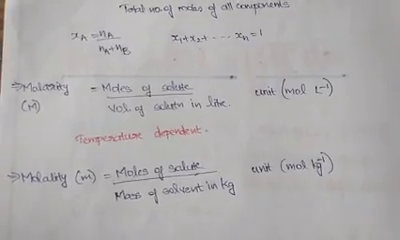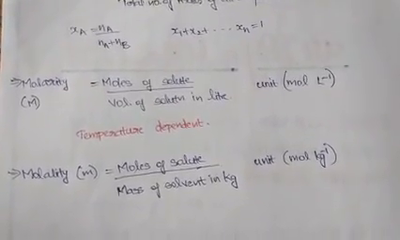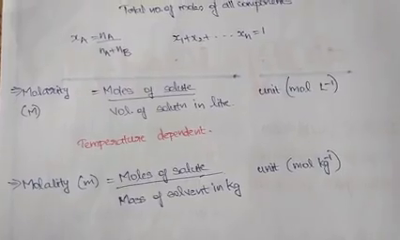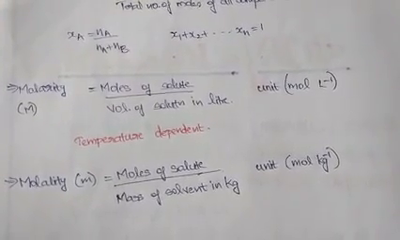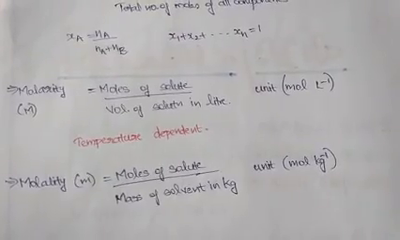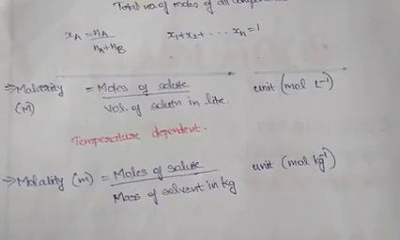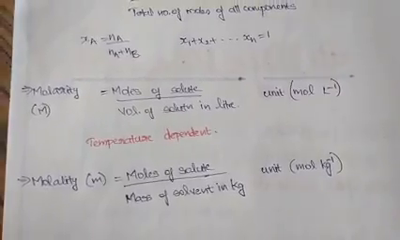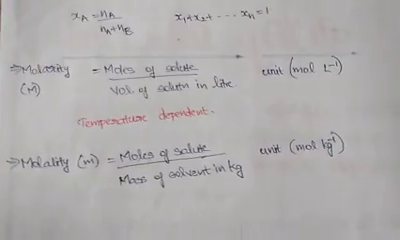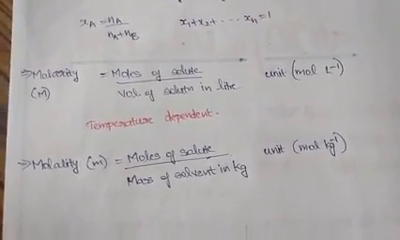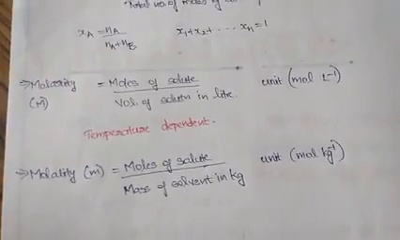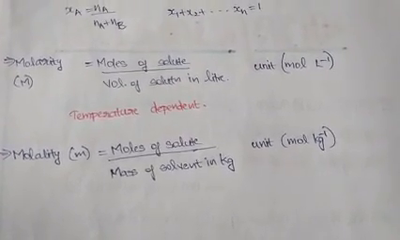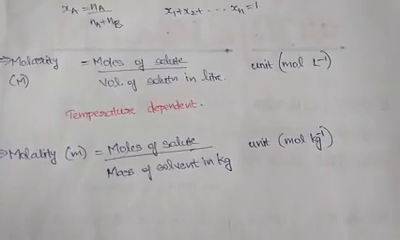And the next term is the molarity, which is represented by the capital letter M. It can be expressed as moles of solute to the volume of solution in liters. The unit is mole per liter, or mol L raised to minus 1. And another term is molality. It is represented by the small letter m, which is expressed as moles of solute to the mass of solvent in kilograms. The unit is mole per kilogram.